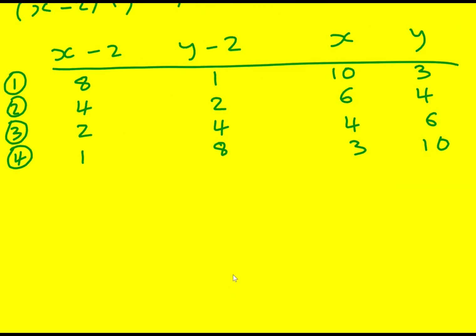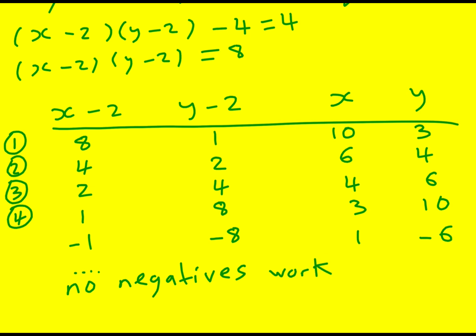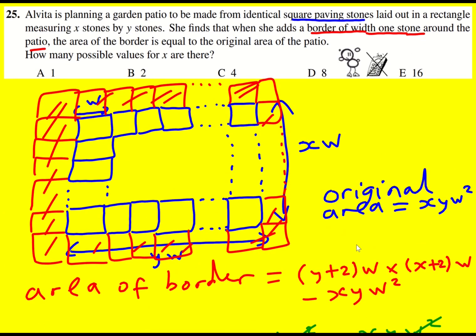Now, technically, you could get negatives here. So let's just look at a negative. If I had, say, minus 1 and minus 8, that would work. And if I then add 2, I'd get 1. But when I add 2 to this one, I'd get minus 6. And if you try any other negatives, no negatives will work, because x obviously has to be a positive number, it's a number of slabs. You can try other ones like 2 and 4, but because you're only ever adding 2, you're not going to get anything that is positive overall. So we've managed to find 4 solutions, and that is the answer to this question. Well done if you managed that.